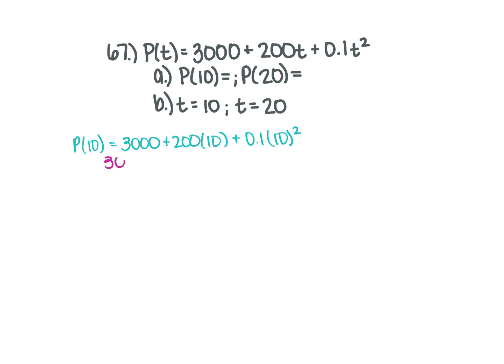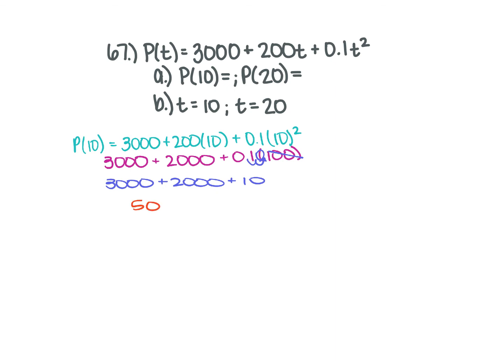The 3,000 doesn't change yet, so it's just 3,000. The 200 times 10 is 2,000. You have that 0.1 times 10 squared, which is 10 times 10, which is 100. From there, multiply the 0.1 times 100. You're moving the decimal point 2 places to the right, and it becomes 10. So that becomes 3,000 plus 2,000 plus 10. The 3,000 plus 2,000 is 5,000 plus 10 is 5,010. So this gives you the ordered pair 10, 5,010.